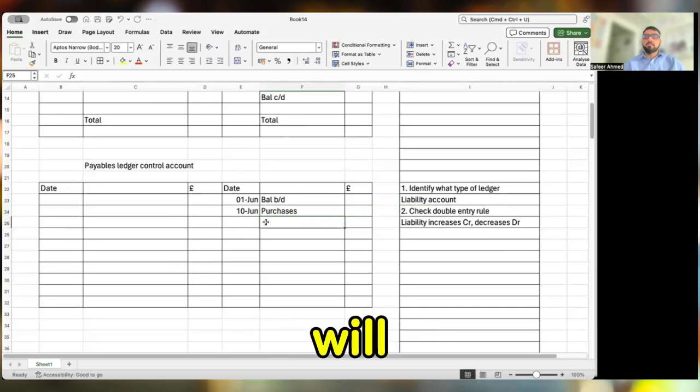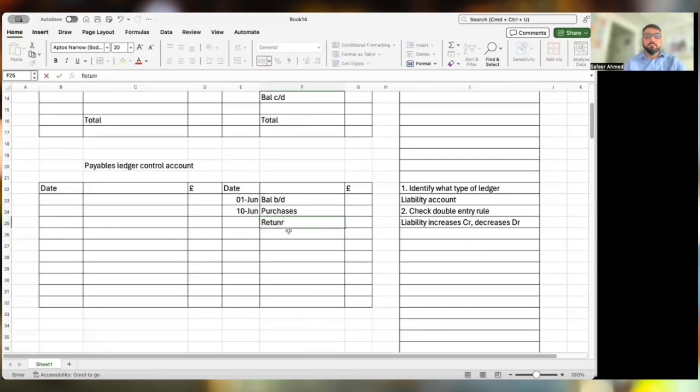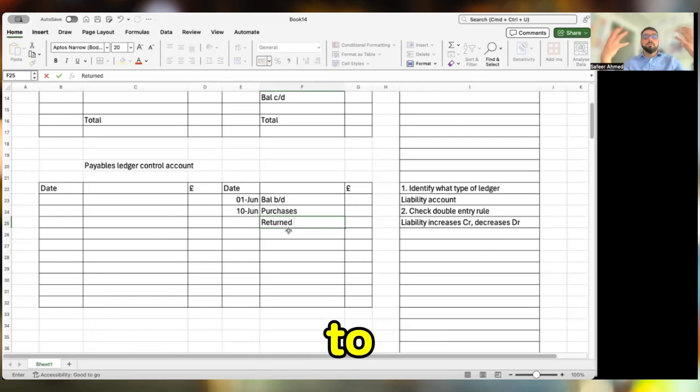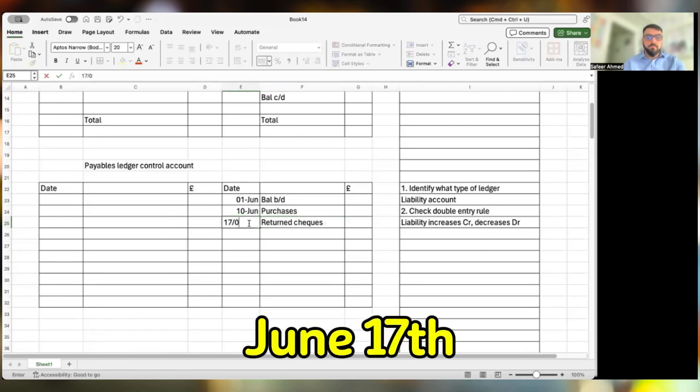Similarly, returned checks. So, for example, if the business paid its suppliers, but actually there was not enough money, and they could not take the money out of the bank account or transfer the money into their account by using a check. So in that case, again, this will increase the money payable to suppliers. So let's suppose this is 17th of June.